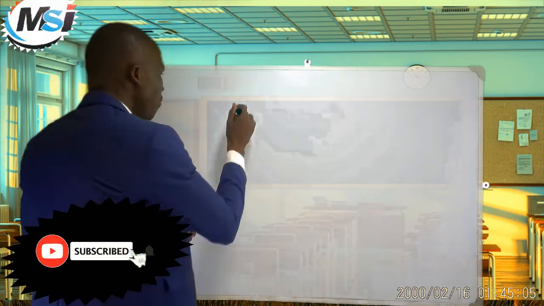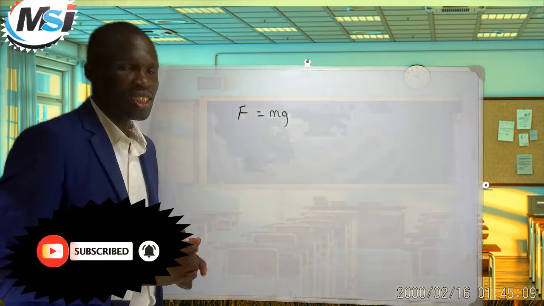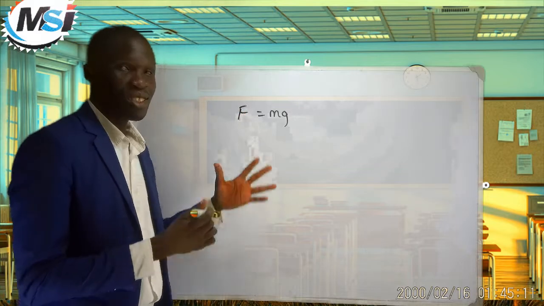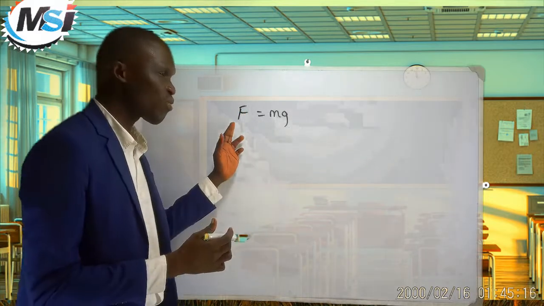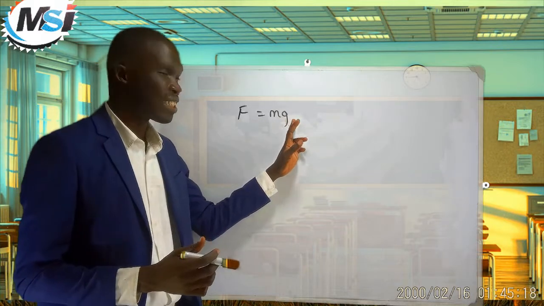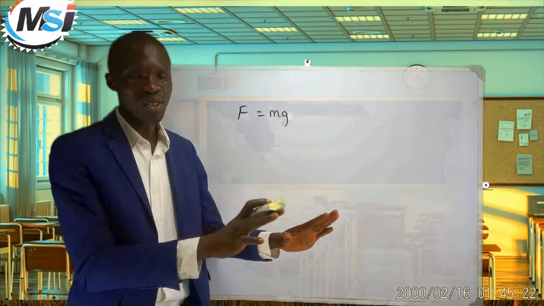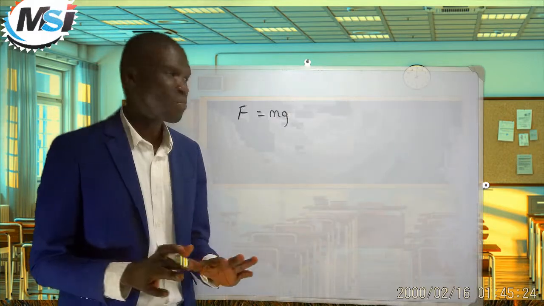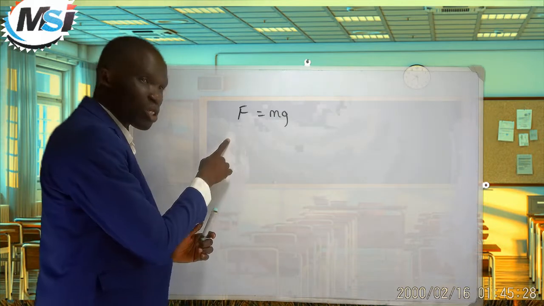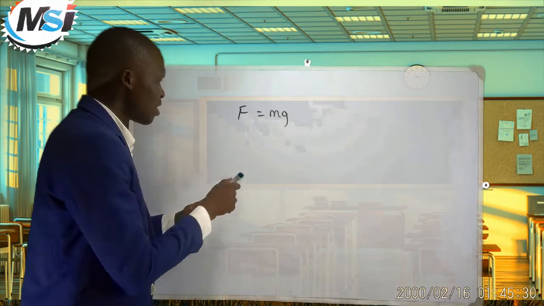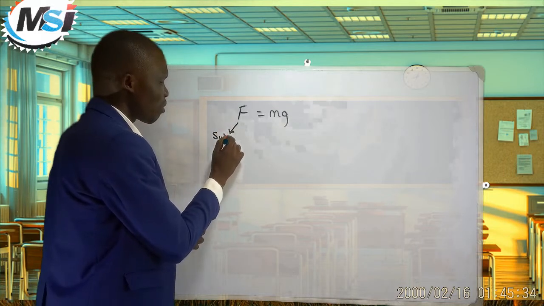If I say F equals mg, this is a formula which those that are familiar with physics will know that this is force, this is mass, and this is gravity. But don't be afraid, we are not solving questions on physics today. But from this formula, F is the subject of the formula.